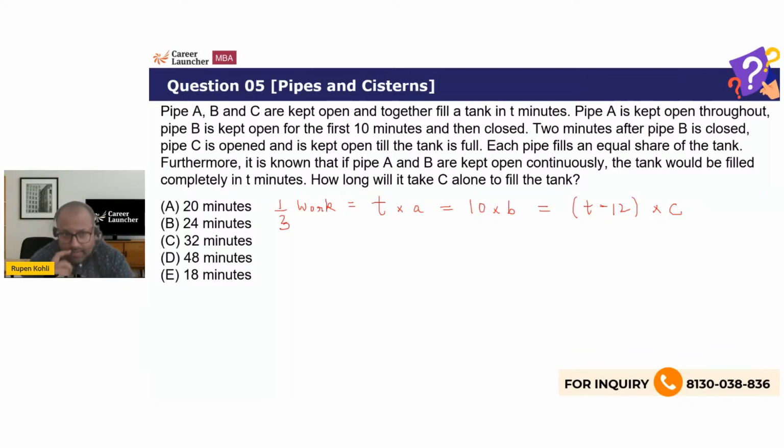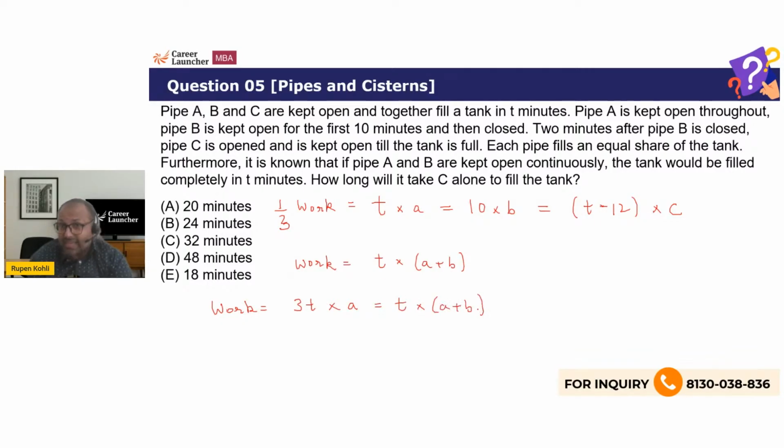Now comes the fact that if pipes A and B are kept open continuously, they will fill the tank in T minutes. So the entire work is also equal to T minutes of work for pipes A and B combined. So their combined rate, a plus b, will come into the picture. Now can you see that we can correlate these two? From the first equation, we have on one hand that the total work is 3 times T minutes of work of pipe A, and from here it is also equal to T minutes of work for pipes A and B combined.